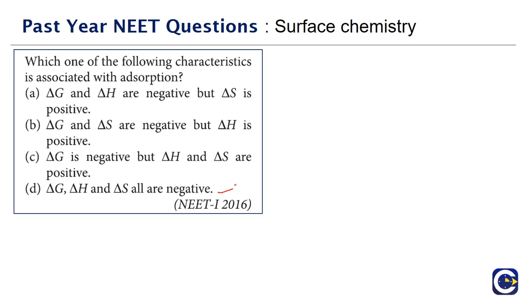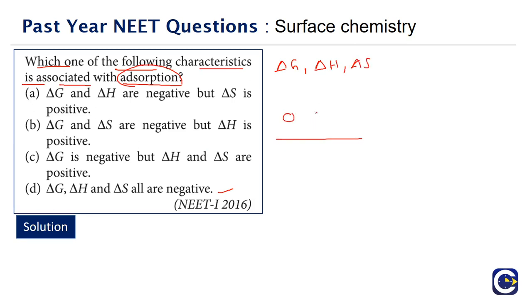Next we have another question that has come in the 2016 paper 1. Which one of the following characteristics is associated with adsorption? So they are talking about the delta G, delta H and delta S. If you look at any adsorption process, the particles are coming and settling. The particles of adsorbate are coming and settling on the particles of adsorbent, which means this process will be a negative entropy process.